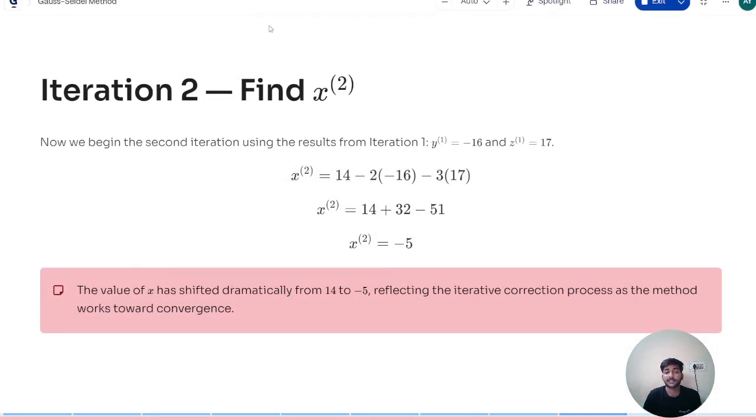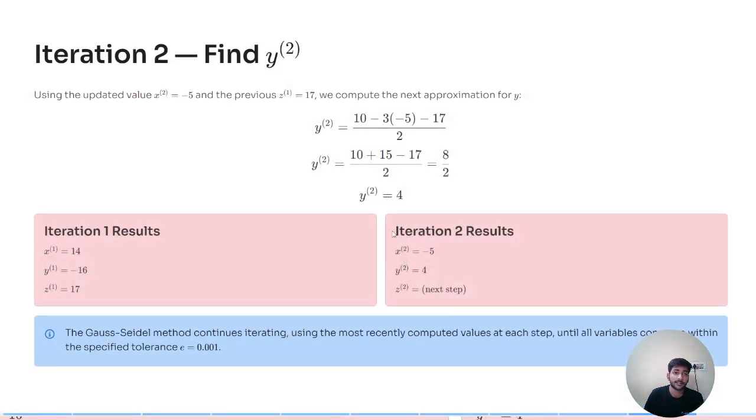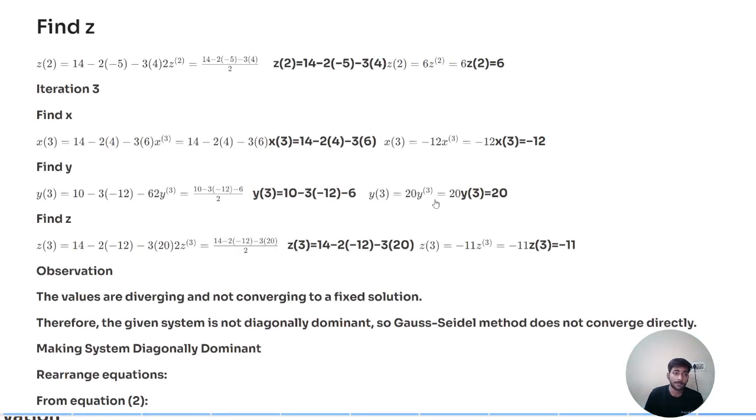Now in the second iteration, find the value of x2. In this, we will put the value of y1 equal to minus 16 and z1 equal to 17. Then we get the value of x2 equal to minus 5. In iteration 2, for the y2 value we will put the updated value of x2 and z1 equal to 17, and by putting the values we will get y2 equal to 14.